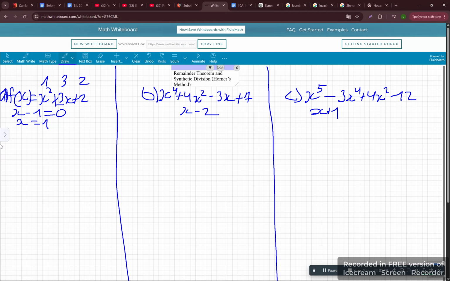Let's begin. Our first step is 1, the first digit, multiplied by 1, and plus 3, which will be equal to 4. Second is 4 multiplied by 1 plus 2. The answer will be 6. And in this polynomial, there is a remainder of 6.